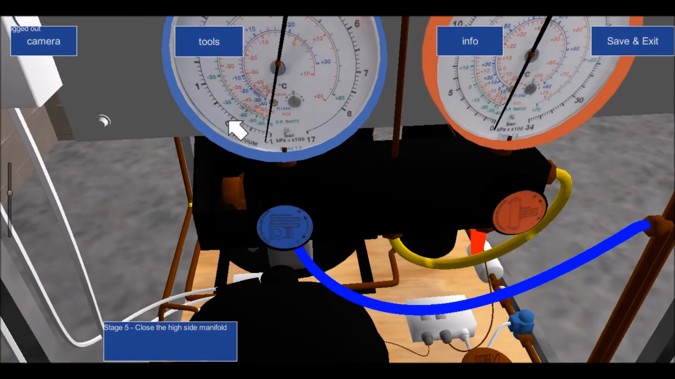It should be actually just registering 0. If it goes into -1, you're actually bringing it into a vacuum. And that's no good, because you will draw air into the system, because bringing it into a vacuum means that you're in a negative pressure, and we've got 1 bar positive pressure.